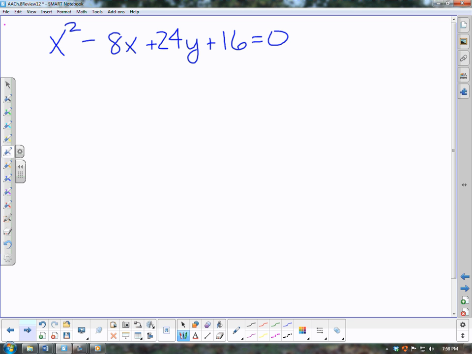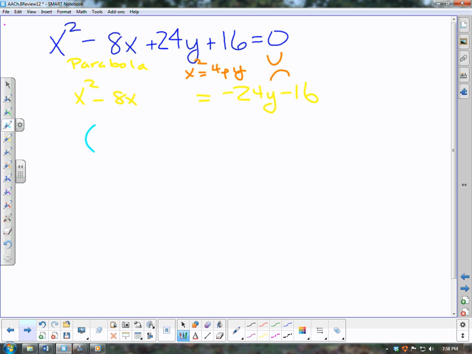Next one. We have x squared minus 8x plus 24y plus 16 equals 0. So we are looking at a parabola. So we want to keep the x stuff on one side because that's the part that's squared, and move that to the other side. And so we have an equation that is going to be x squared equals 4py. So that means we're either that or that for a parabola.